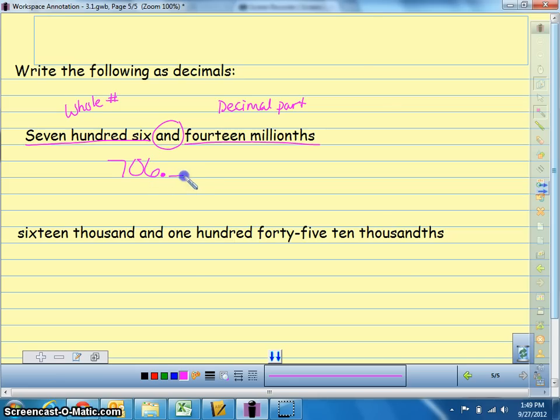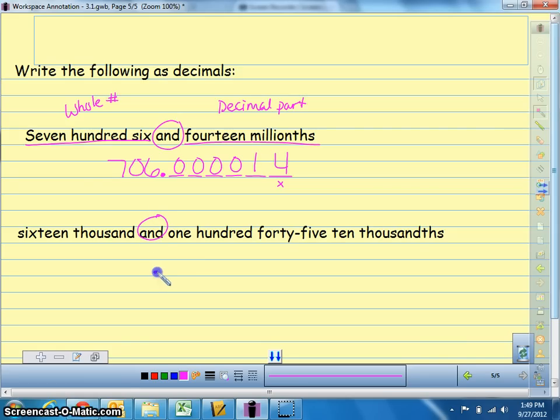That means I need to go to the millionths place value. I need to go tenths, hundredths, thousandths, ten-thousandths, hundred-thousandths, millionths. This is my last place value right here. So I'm going to make sure that 14 ends right there, and I need to fill in the zeros ahead of time. So let's try this last one, 16,000 and 145 ten-thousandths.